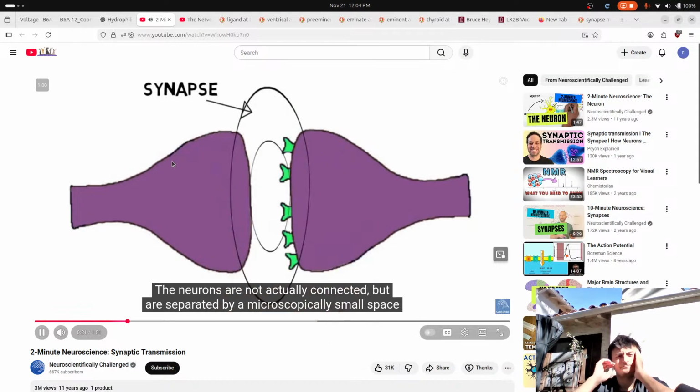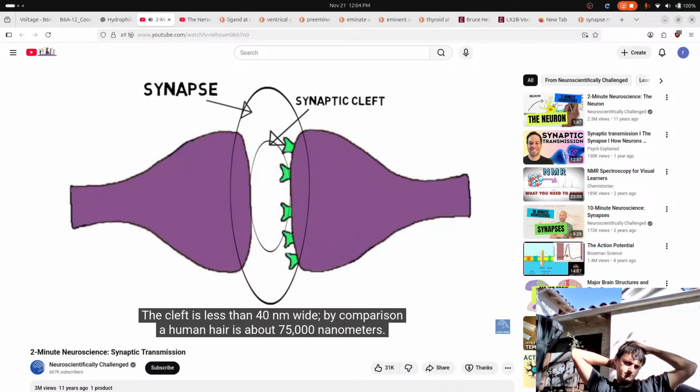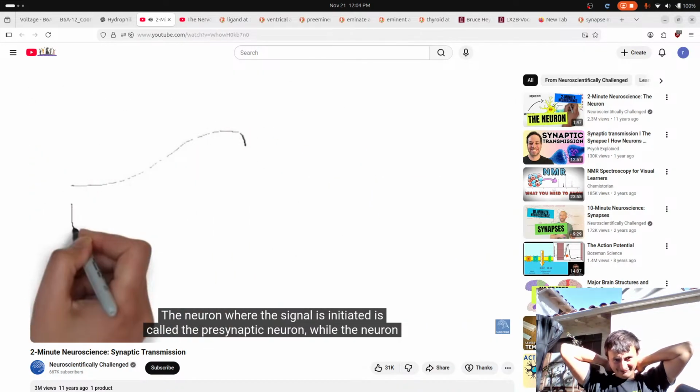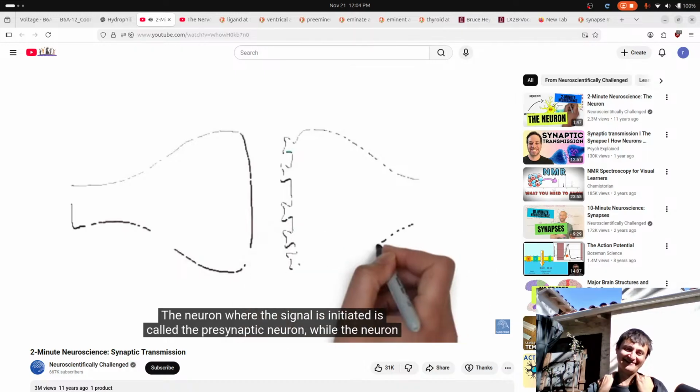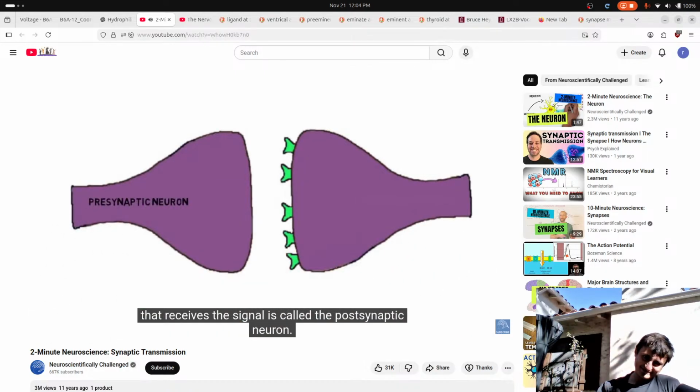are not actually connected, but are separated by a microscopically small space called the synaptic cleft. The cleft is less than 40 nanometers wide. By comparison, a human hair is many nanometers wide. The neuron where the signal is initiated is called the presynaptic neuron, while the neuron that receives the signal is called the postsynaptic neuron.